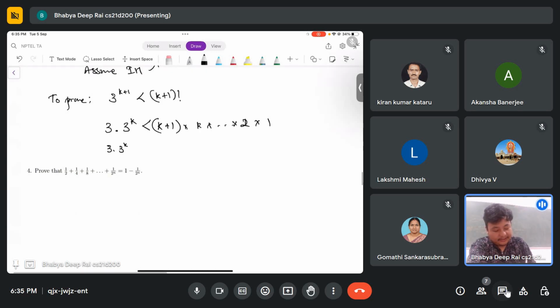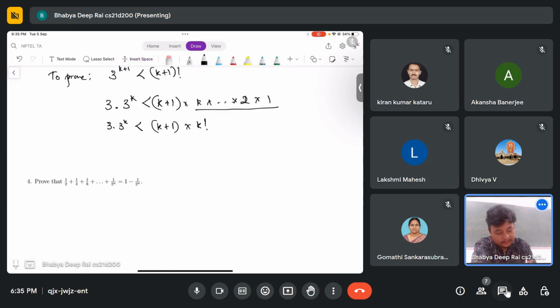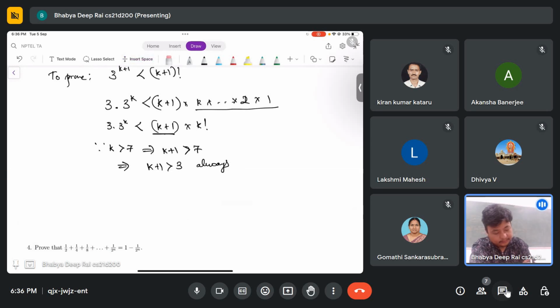Now what is 3 times 3 to the k? It is less than k plus 1 times, this is a factorial in itself, k factorial. Now observe here properly. Since k is greater than 7, this implies k plus 1 is also greater than 7, which implies that k plus 1 is greater than 3 always. Getting it? So this quantity is always greater than 3.